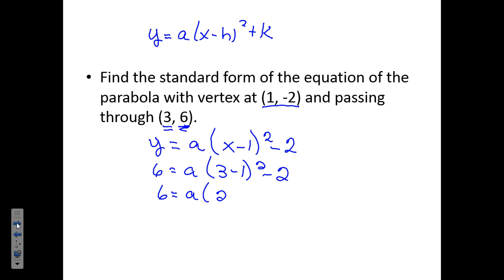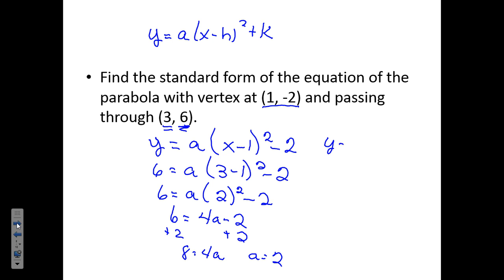So 3 minus 1 is 2. And then we'll do our power. Bring the 2 to the other side. So 8 equals 4a. So what's a? So then we rewrite it as y equals 2 times the quantity x minus 1 squared minus 2. So if you know the standard form, plug your vertex in first, plug your x and y in, solve for a.